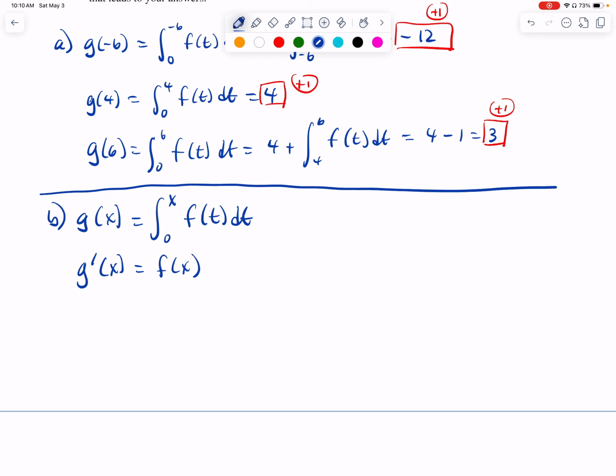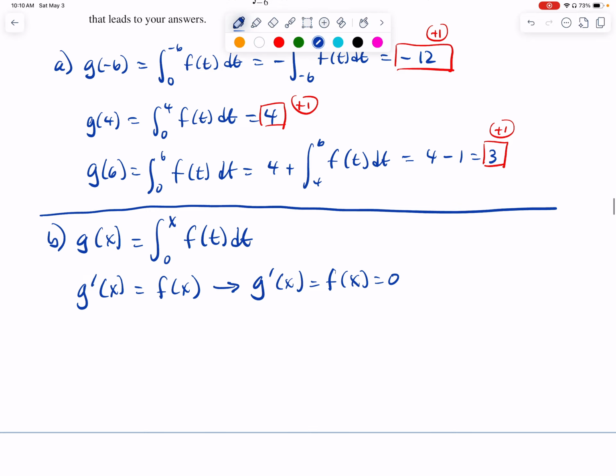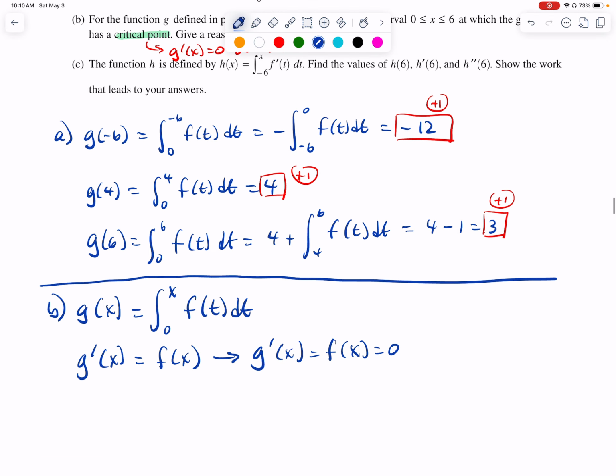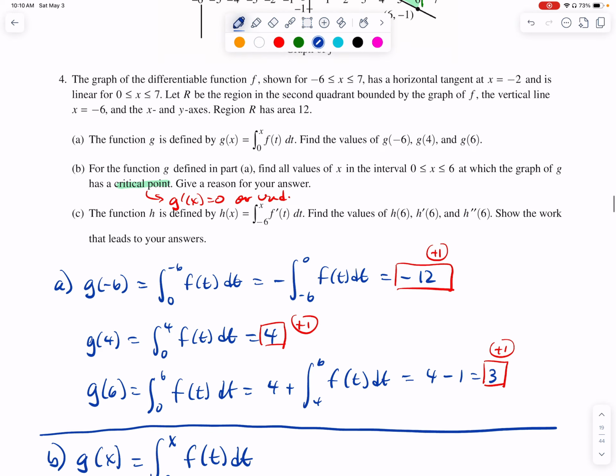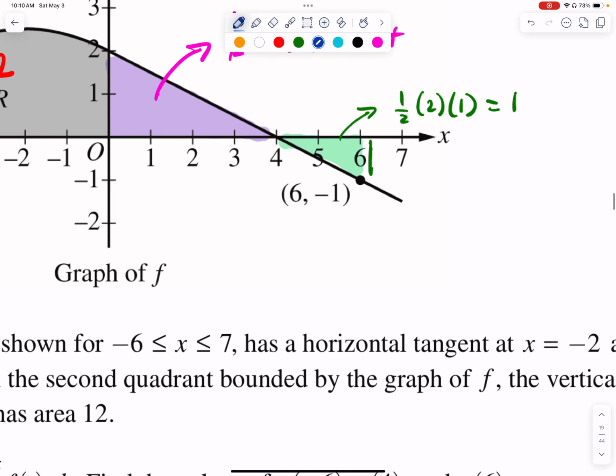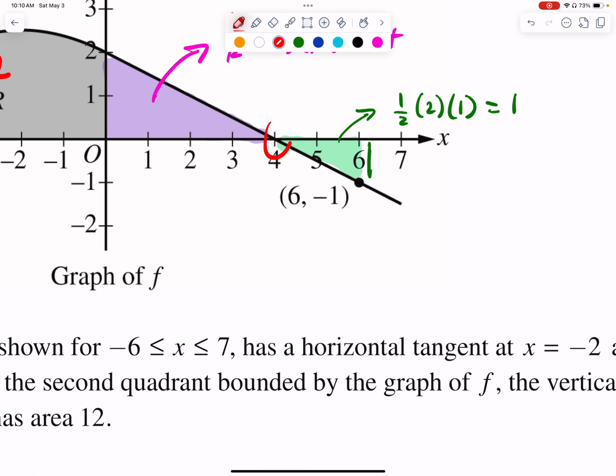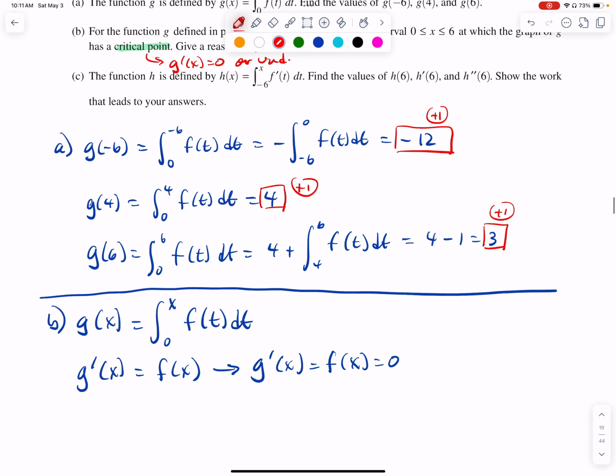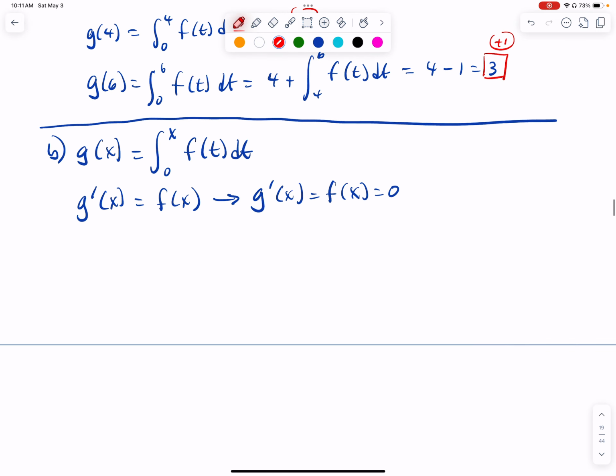Okay, and then in order to get our critical values, we need to set this thing equal to 0. So g prime of x equals f of x, which is equal to 0. And where does that happen? We're just looking for x-intercepts of f of x, and I think there's only one, and that's this guy right here. It's at 4. So this happens at x is equal to 4.